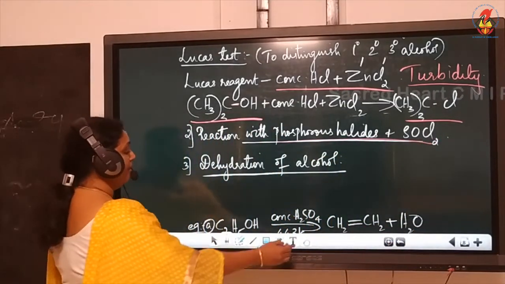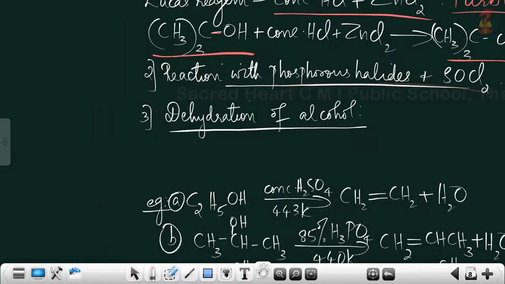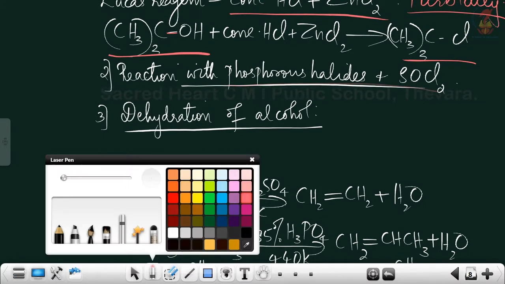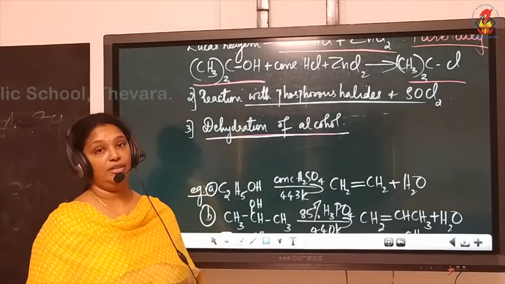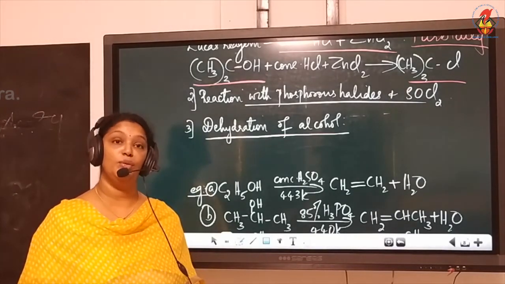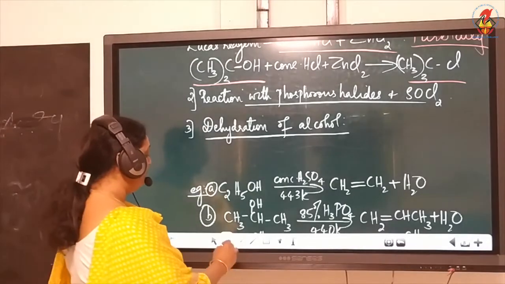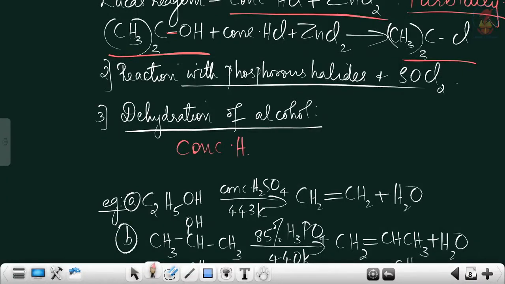Now next example where the CO bond is broken is dehydration of alcohols. Dehydration of alcohols. We know that alcohols on dehydration will give alkene as the product. Dehydration means removal of water. Now the common dehydrating agents used in organic chemistry are concentrated sulfuric acid. This is a very powerful dehydrating agent. It helps to remove water immediately.